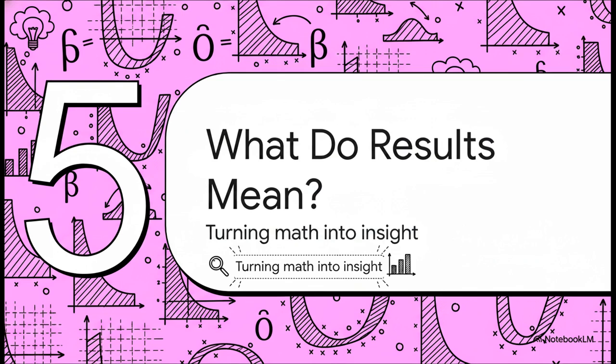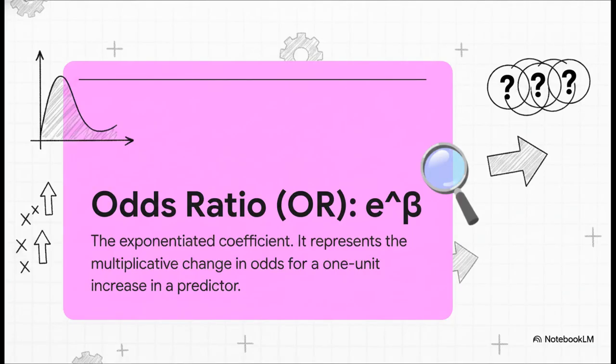So, the model has run. It's found the perfect fit. We have our numbers. But what do they actually mean? How do we turn all this math back into a real-world useful insight? Well, the most popular way to interpret the results is with something called the odds ratio. All you do is take a coefficient from your model and exponentiate it, raise e to the power of that number. What you get back is this really neat multiplier that tells you how the odds of something happening change.